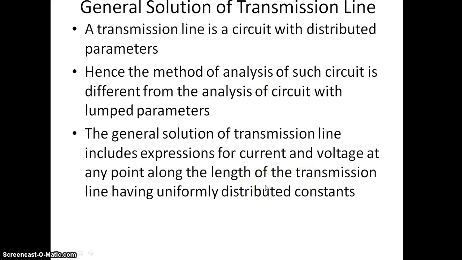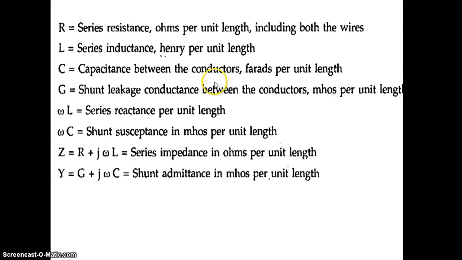Having uniformly distributed constants, let us describe the primary constants as R, L, C, G. R is the series resistance, whose units are ohms per unit length. L is the series inductance, in Henry per unit length. C is the capacitance between the conductors, in farads per unit length. G is the shunt leakage conductance between the conductors, and the units are mhos per unit length.